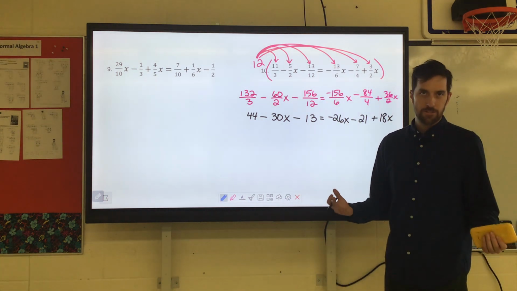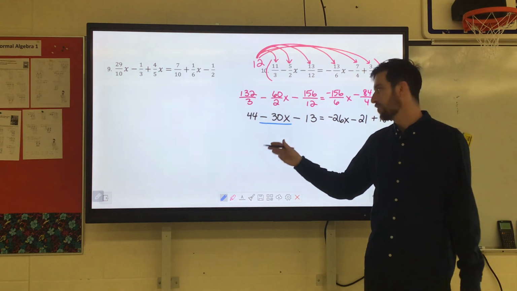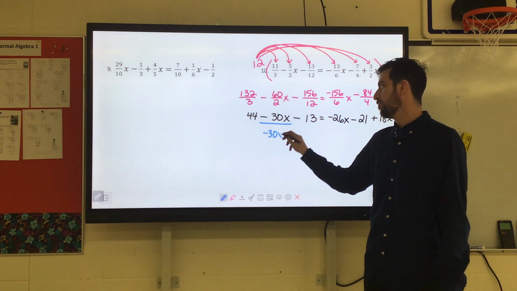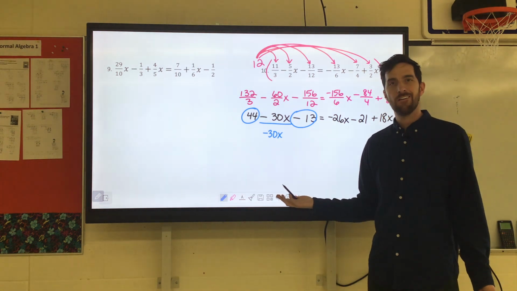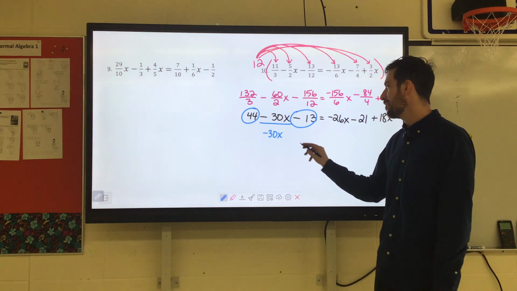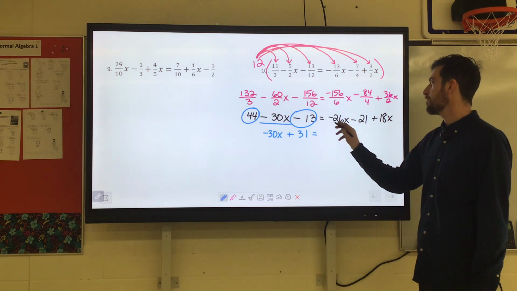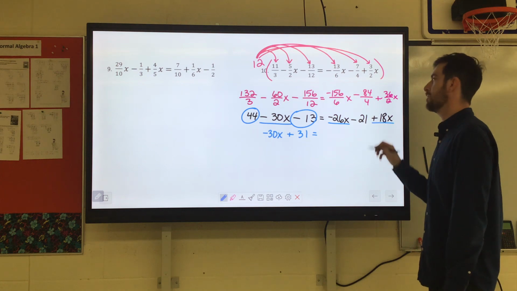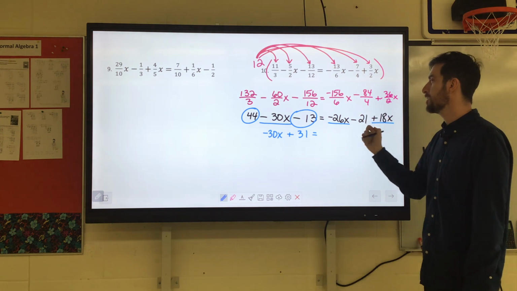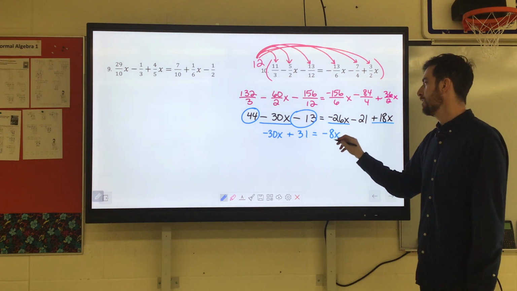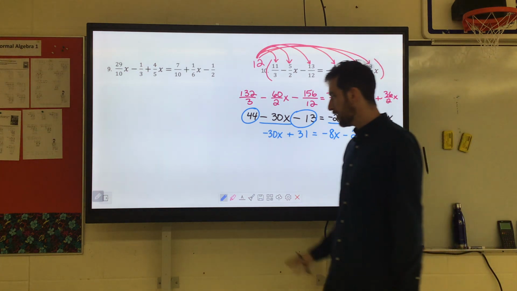Now we got to combine some like terms on the same side. Look at the left side. Here's our only x, the negative 30x. No other x's over there, so we'll just bring it down. But we have some other stuff. We have 44 minus 13. We could do that. 44 minus 13 is just 31. On the right side, as far as the x's go, we have negative 26 and positive 18. Negative 26 plus 18, same as 18 minus 26. It's going to give you negative 8x. And then we just have that minus 21. There we go. We're cleaned up.